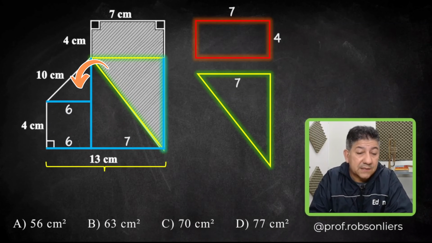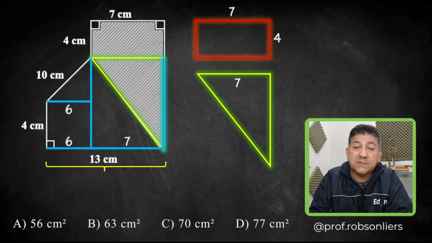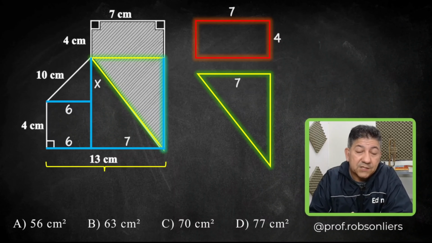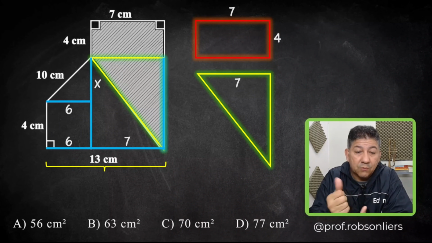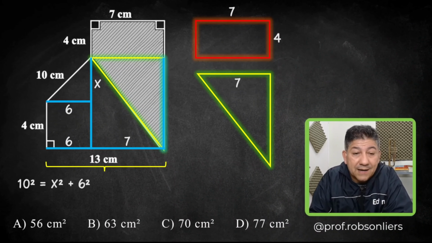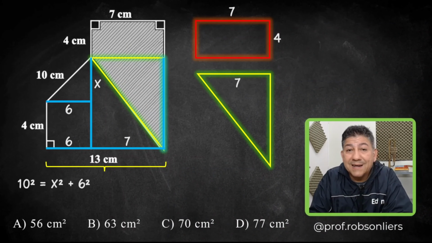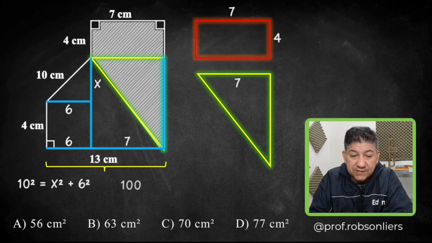Now in this triangle, we already have one leg and the hypotenuse. We want to find the measure of the other leg, which I'll represent as x. We just need to use the Pythagorean theorem, right? The square of the hypotenuse is equal to the sum of the squares of the legs. The hypotenuse is 10, one leg is 6, and the other leg is x. So we get 10 squared equals x squared plus 6 squared. Solving it, look, 10 squared is 10 times 10, which is 100. Now 6 squared is 36.